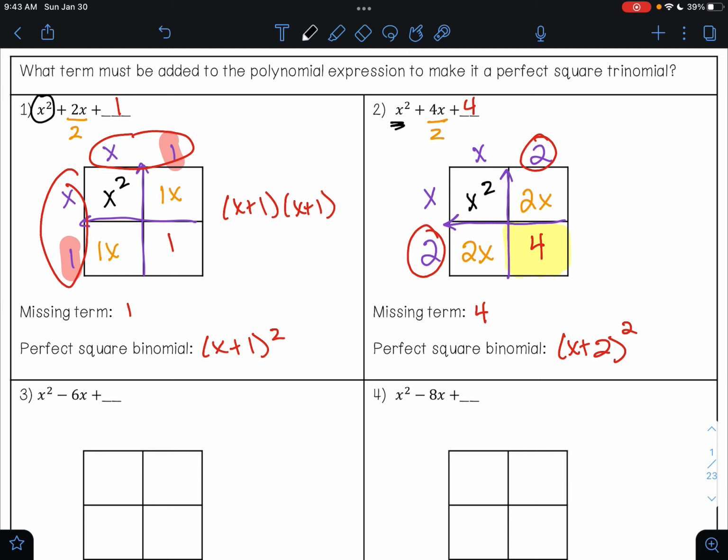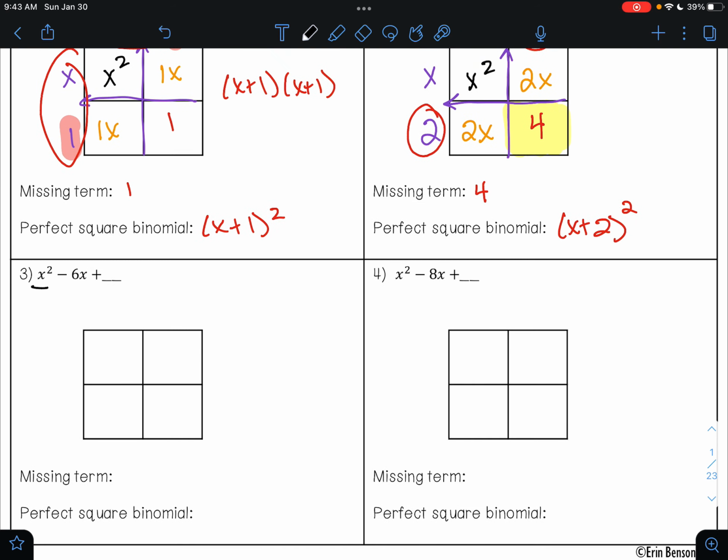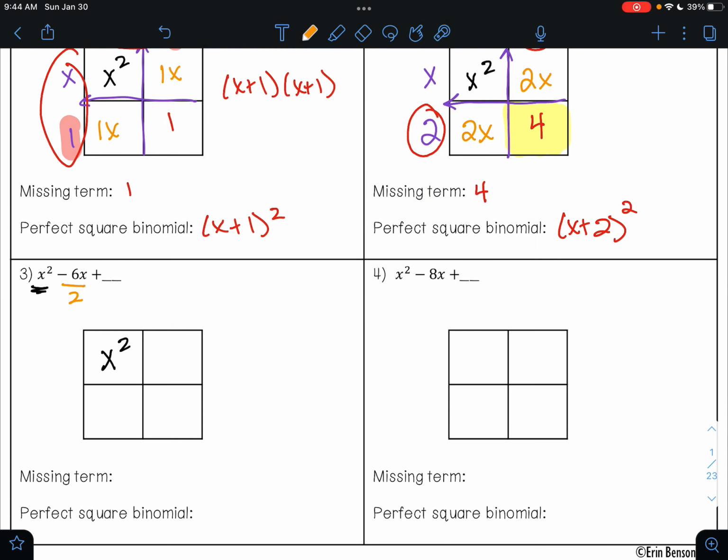Let's go ahead and look at example 3. On example 3, I'm going to take my first term and put it in my first box. I want this shape to be a square and not a rectangle. In order for that to happen, I need to divide my middle term by 2. Negative 6x divided by 2 is negative 3x. Now I can go ahead and factor each row and column. The GCF of my top row is x. The GCF of my left column is x.